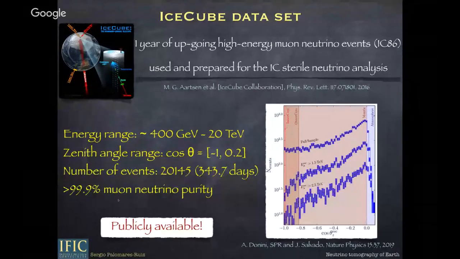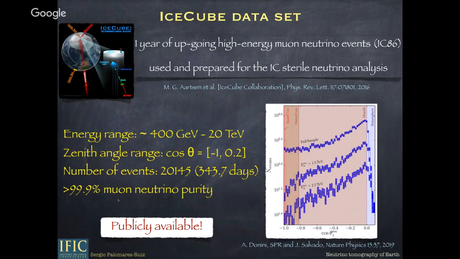This type of data uses muon neutrinos crossing the entire Earth. And these neutrinos go through the Earth, and just before getting into the detector, they interact with the surrounding medium of the detector and produce a muon. This very high energy muon travels and crosses the detector, and this is what IceCube measures. This muon crossing the detector has been produced outside the detector. This sample was used and prepared for the IceCube sterile neutrino analysis, so it's exactly the same sample of through-going muons used for that analysis.